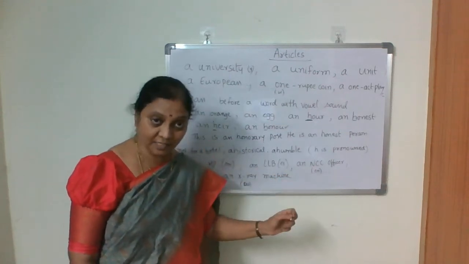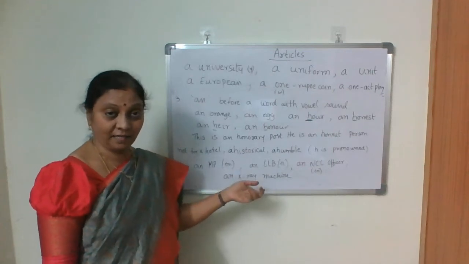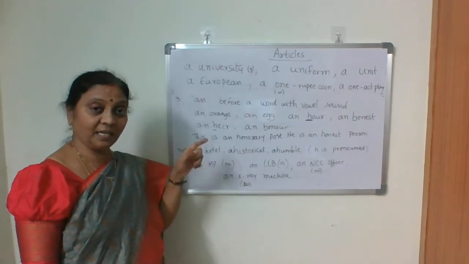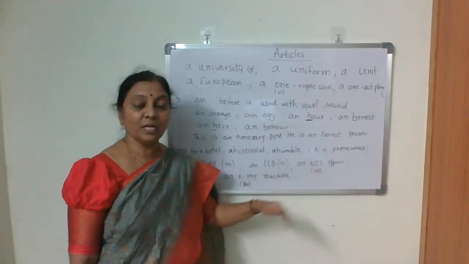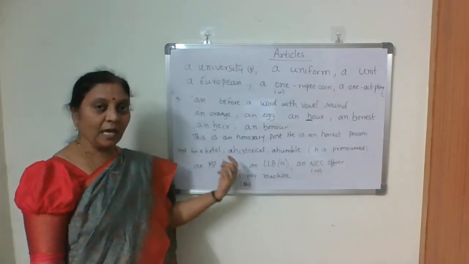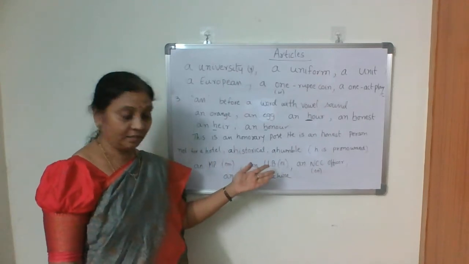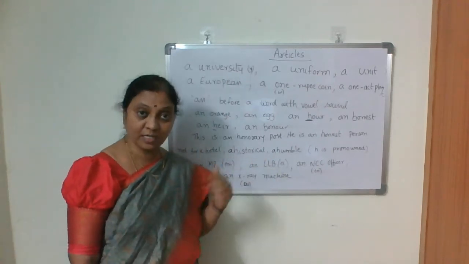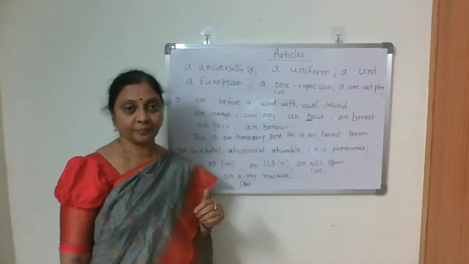So an NCC, an X-ray machine, an X-ray. In these cases also we use an before them. It is an X-ray machine. He is an MP. He is an LLB student. He is an NCC officer.